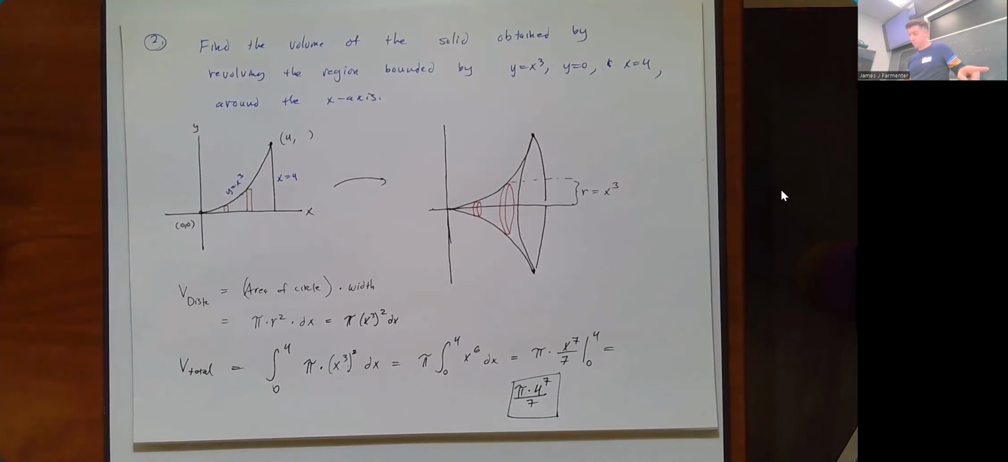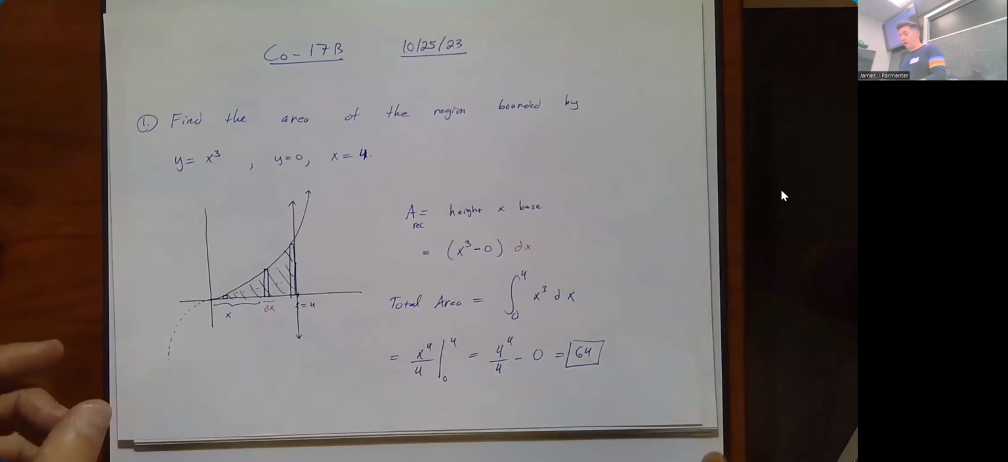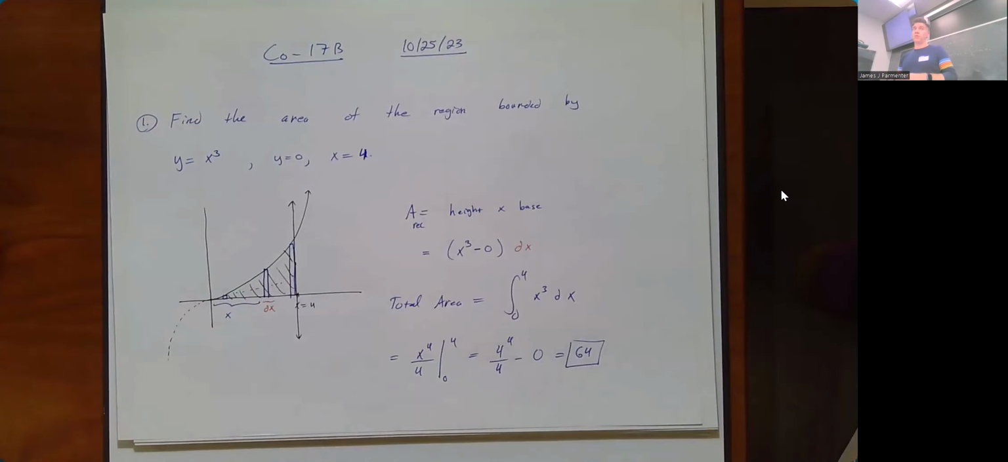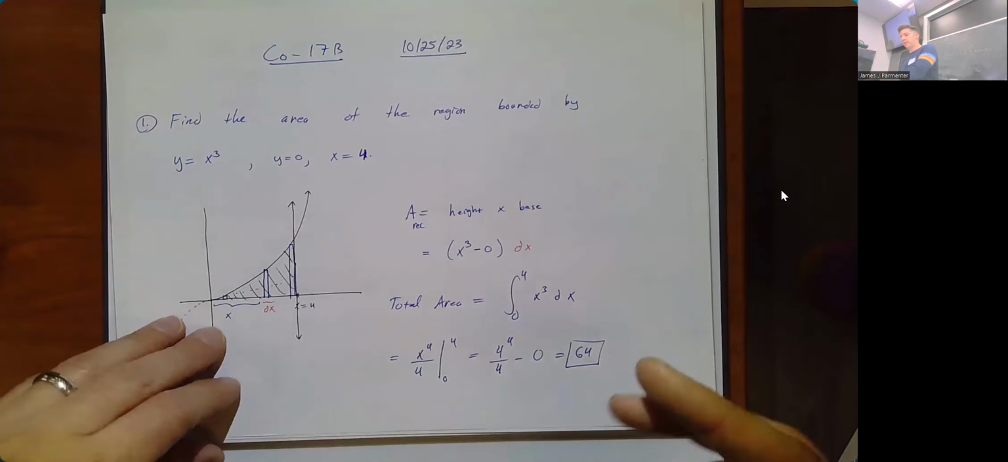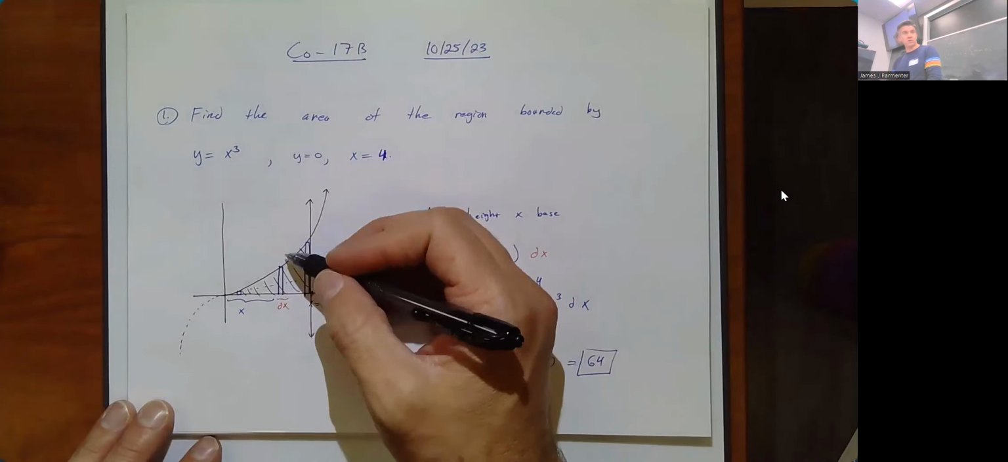So was the 64 from the previous? Right, the 64 doesn't really have much to do with this particular problem. The 64 was just the area of that region, which is not really related to the volume at all. But I wanted to talk about the area because I wanted to point out the idea of drawing this strip is super useful.